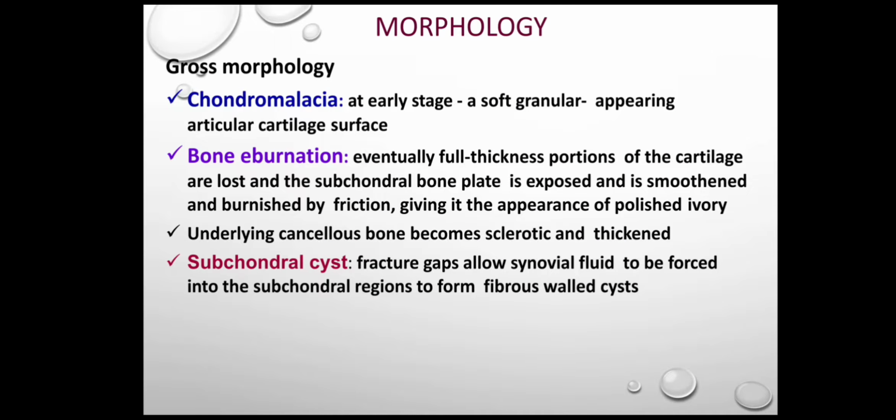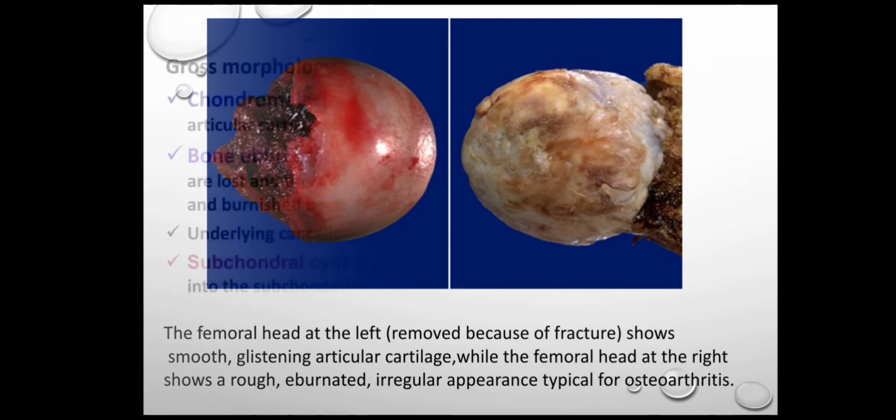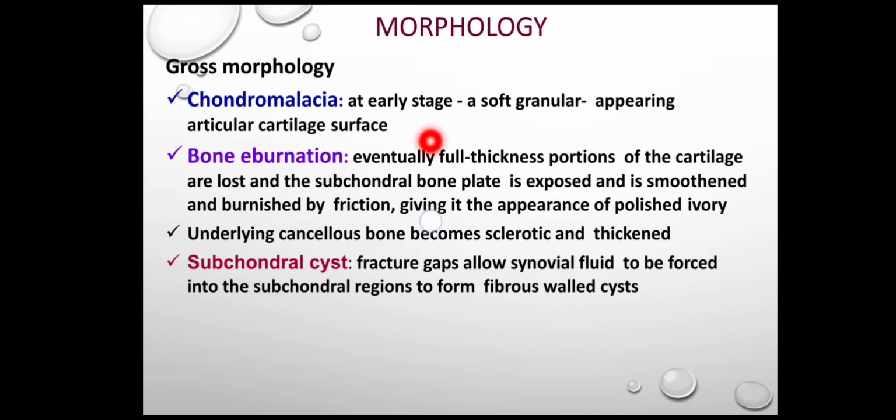So grossly we see chondromalacia, that is soft granular appearance appearing on the articular surface. As there is sloughing off of the cartilage, there will be soft granular appearance of the cartilage, like here. So this is the femoral head from a femoral fracture in a patient with osteoarthritis. There will be glistening articular cartilage here because of the chondromalacia. Now what will happen to the subchondral bone?